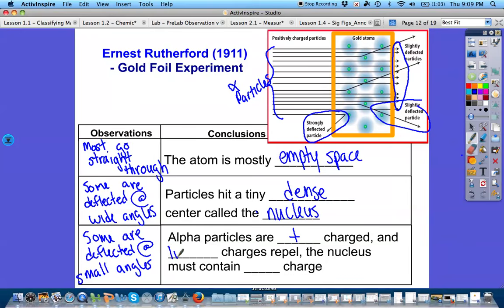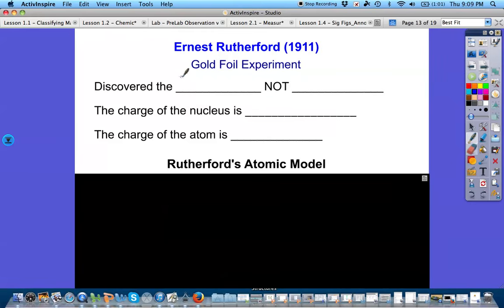And since like charges repel each other, the nucleus must contain a positive charge. So Ernest Rutherford discovered the nucleus, not the proton. The charge of the nucleus is positive, but the overall charge of the atom is neutral.